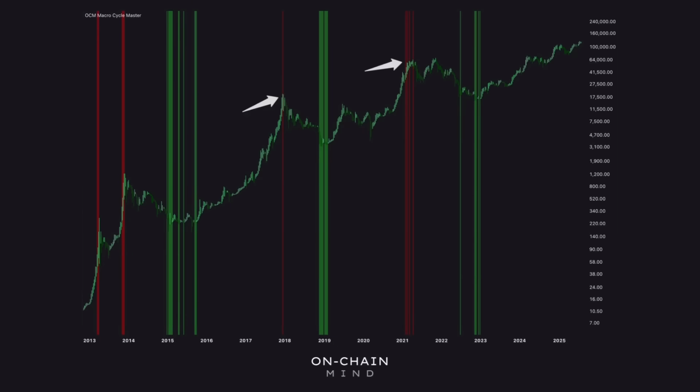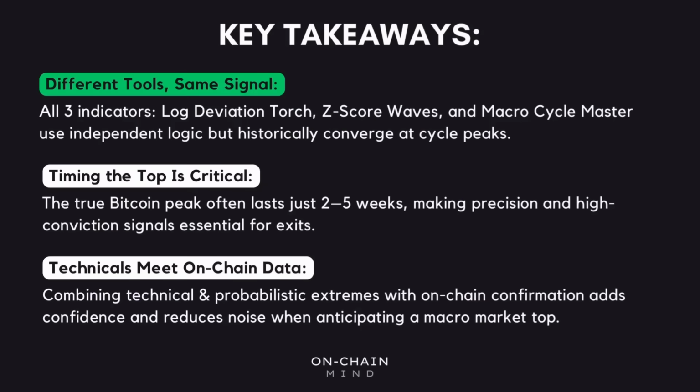So, to wrap things up, the big takeaway here is that while each of these indicators approaches the market from a completely different angle, one based on price deviation, another on statistical probability, and the last on deep on-chain data, they've all historically converged right around the same moment, the cycle peak. That kind of alignment across totally independent metrics isn't something you see often, and when you do, it's usually a sign you don't want to ignore.